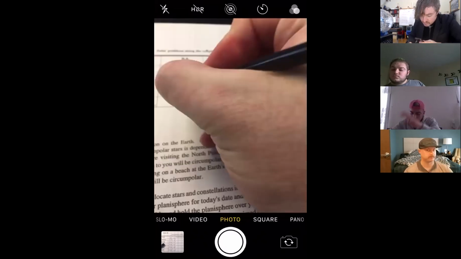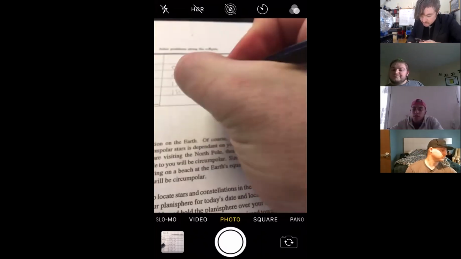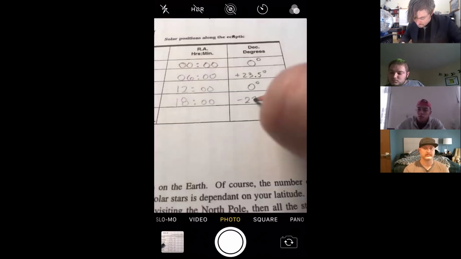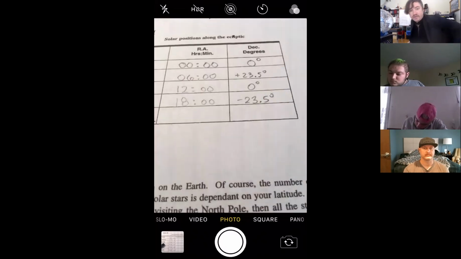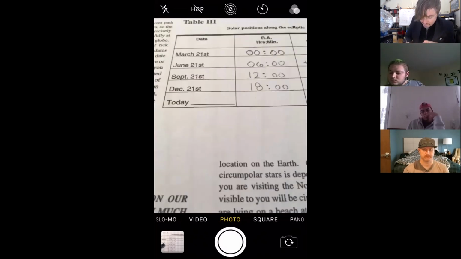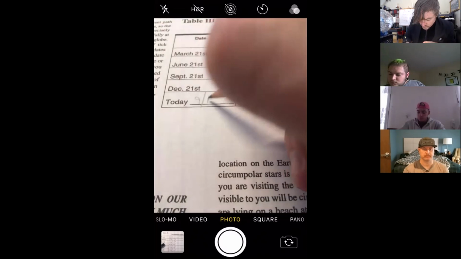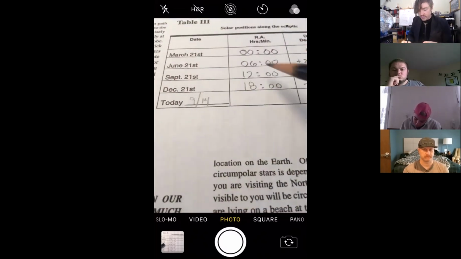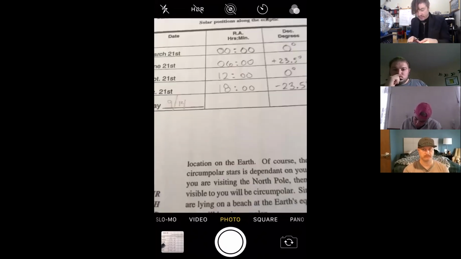What was the degree for June 21st? Hold on, let me stabilize my phone. I'm sorry. Yes, you're fine. 23. Does that answer your question? Yeah. Okay, cool. What about today's date? Today is 9/14, right? We're actually pretty close to the fall equinox. So let's try to do one for real here. Let's try 9/14.